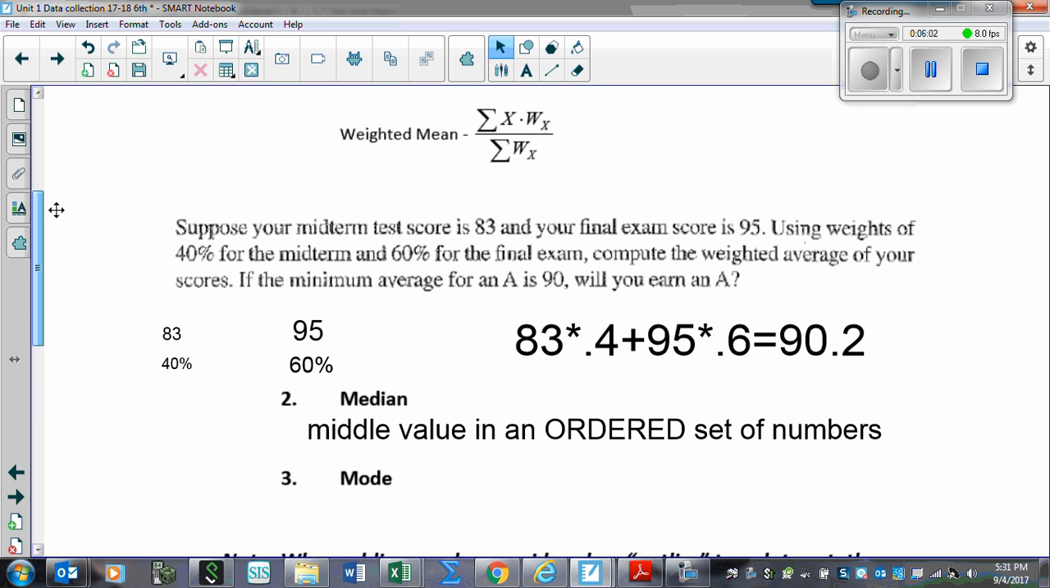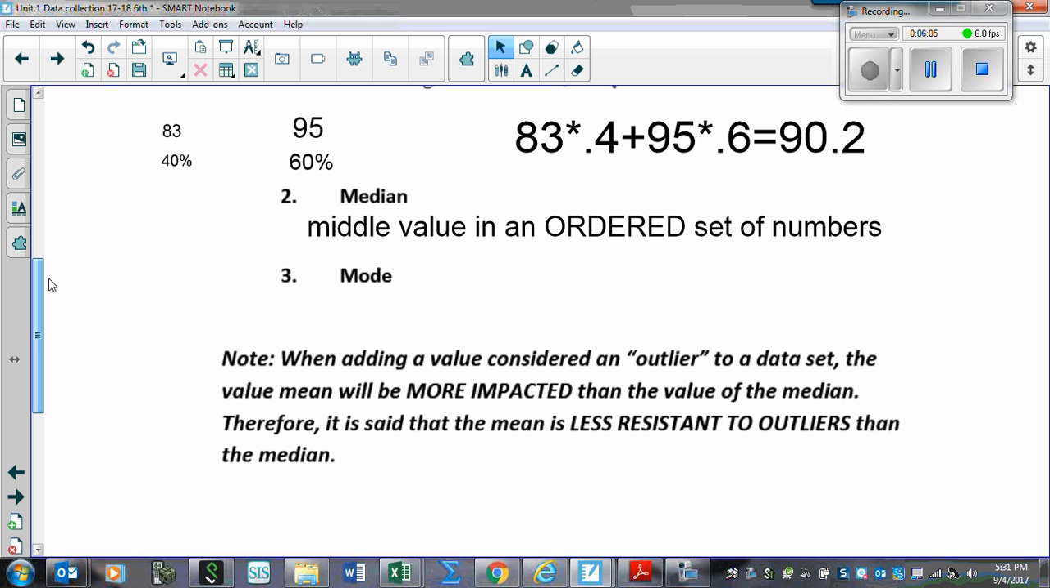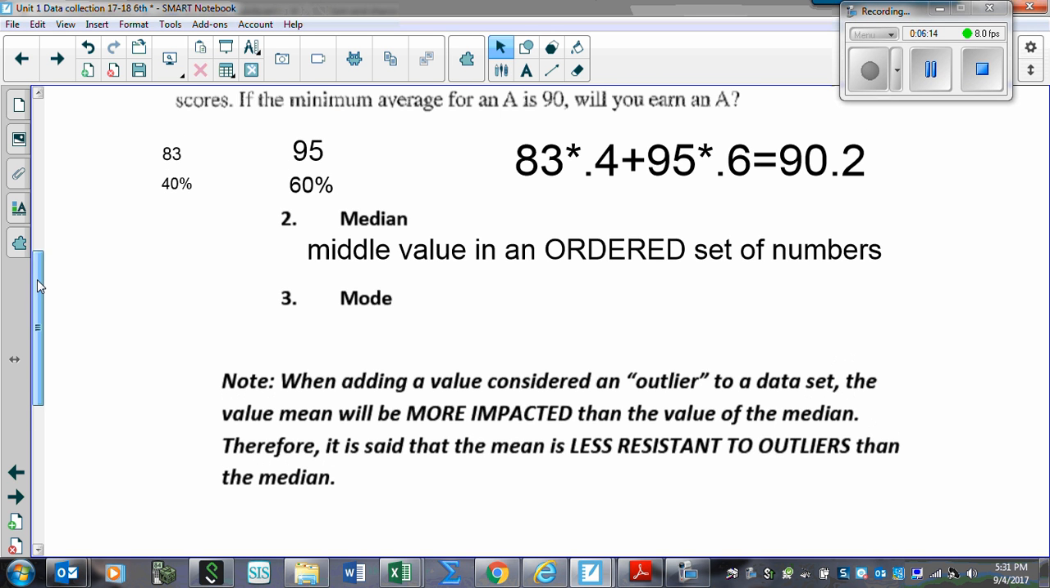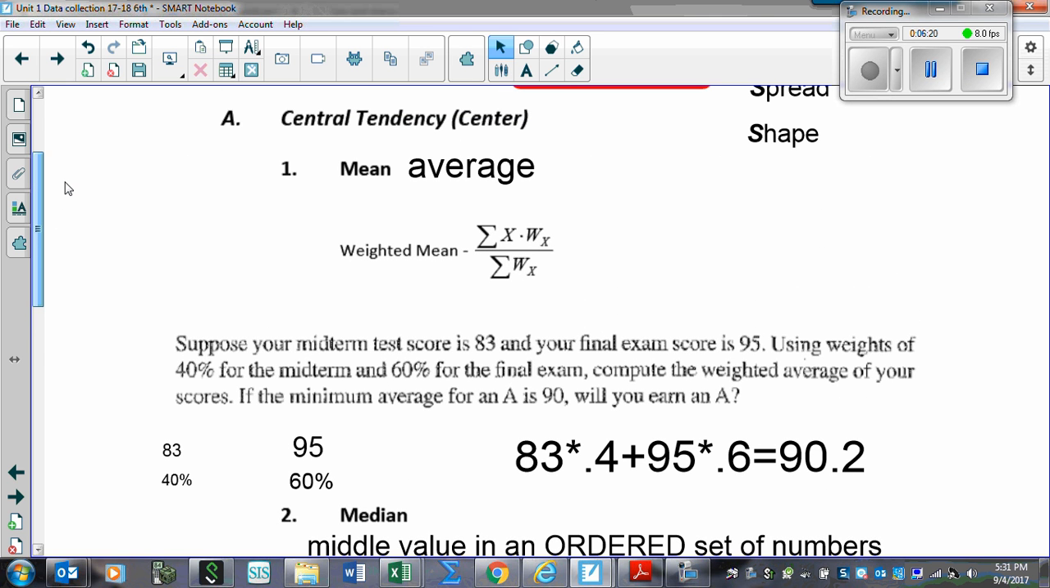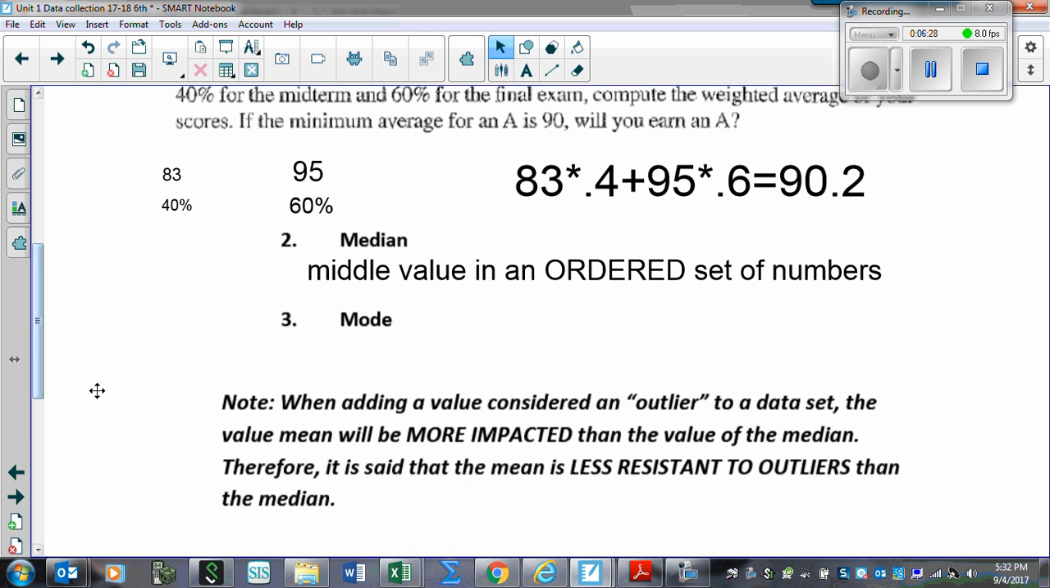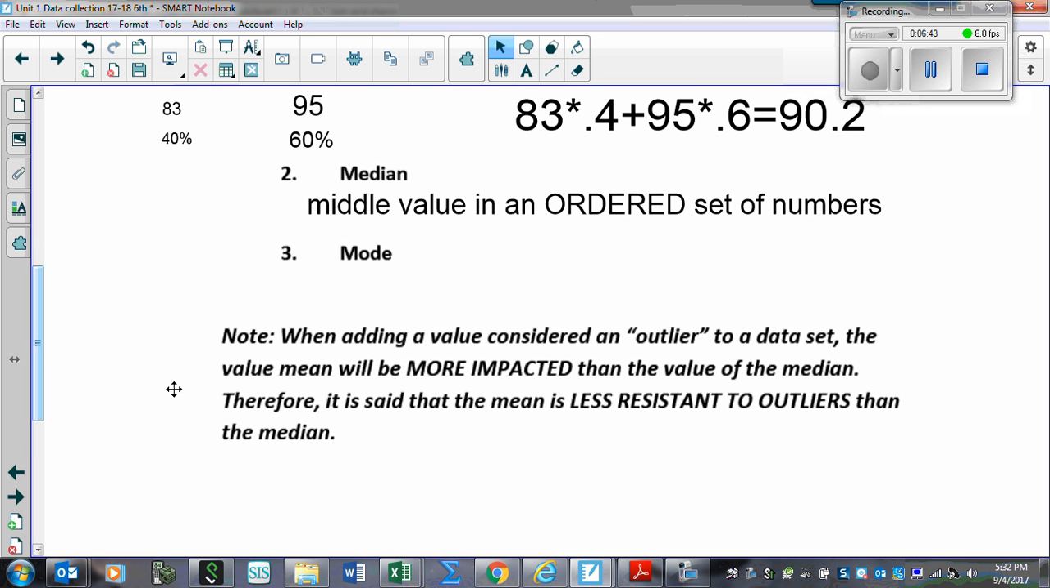So when we talk about things being sensitive to outliers, and outliers we'll just have a generic term for right now, it's a number that's very large or very small compared to the rest of the data in the data set. The mean is more likely to change a lot if you add a gigantic number than the median. And so if the mean is more impacted by an outlier, that means it's less resistant to an outlier than the median. And let me make up a simple example for this.